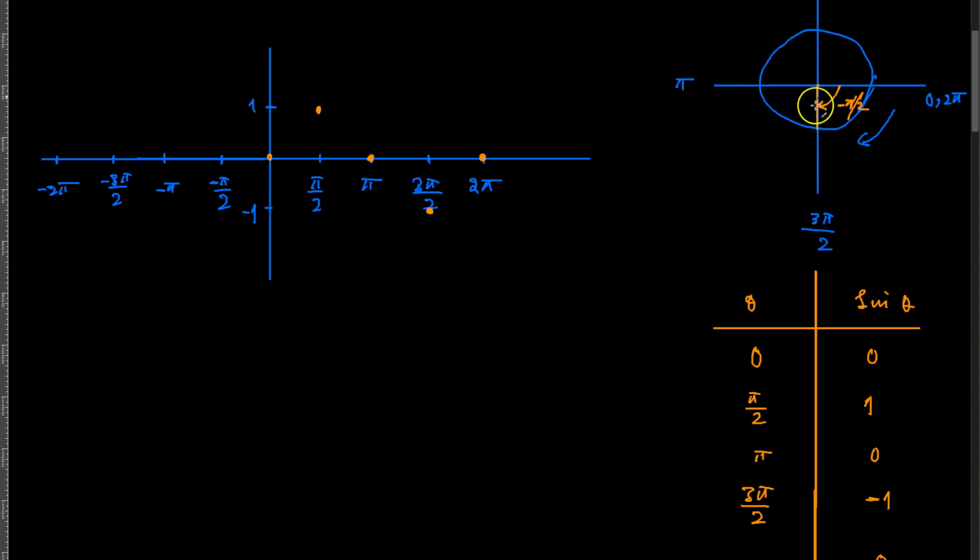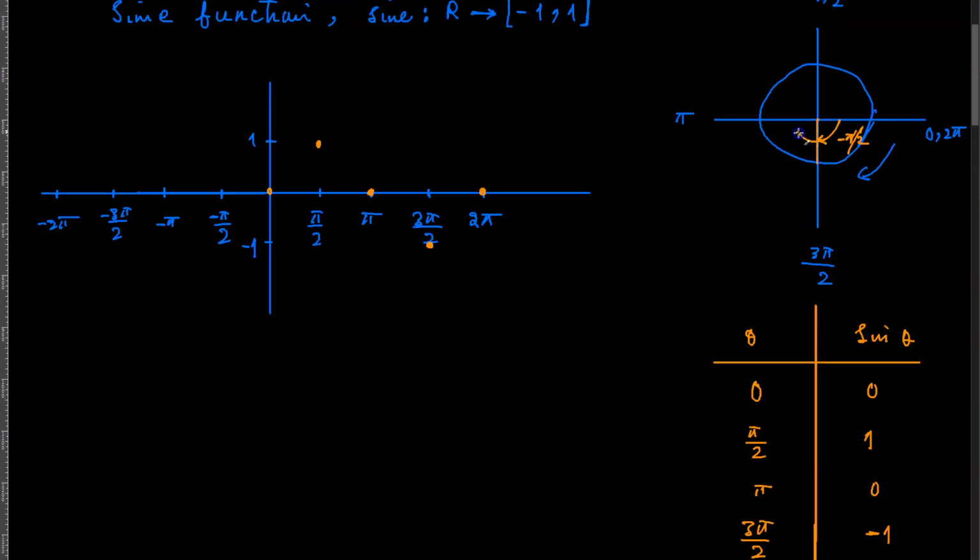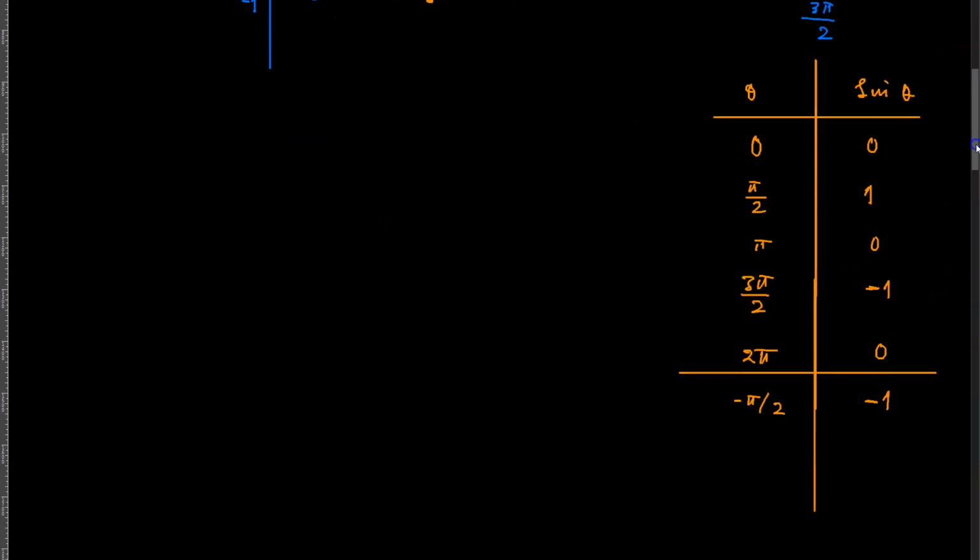What that means is that now we are talking about the sine of negative pi by 2. It becomes the sine of 3 pi by 2, which is equal to negative 1. Then if you move in the same direction a little bit more, you have the sine of negative pi. Negative pi would be the sine of pi, which is equal to 0.